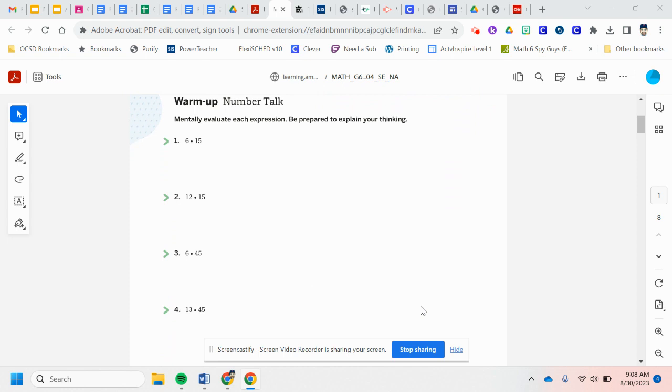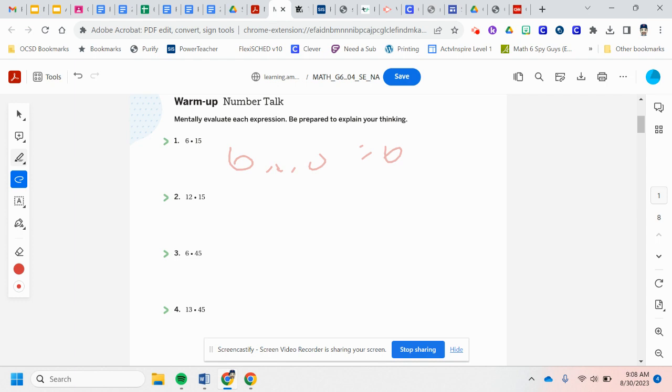If you think about number 1, 6 times 15, you can take 6 times 10, which is 60, and 6 times 5, which is 30, and add those together to get 90. So that's one way that you can do that.